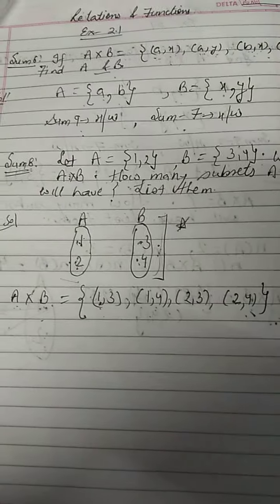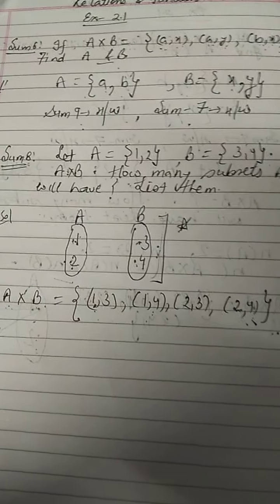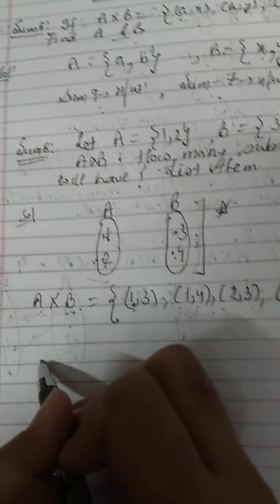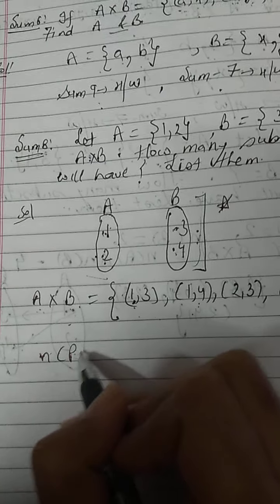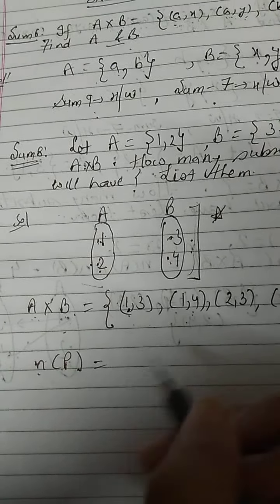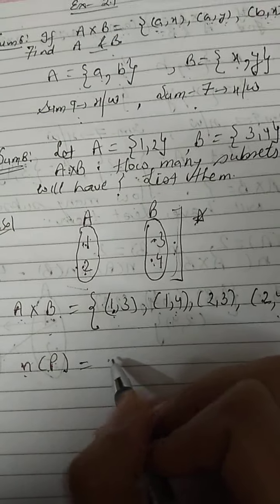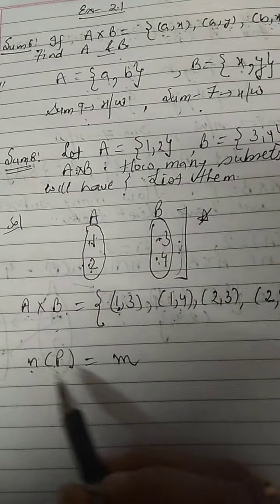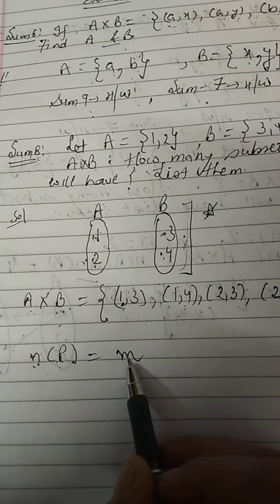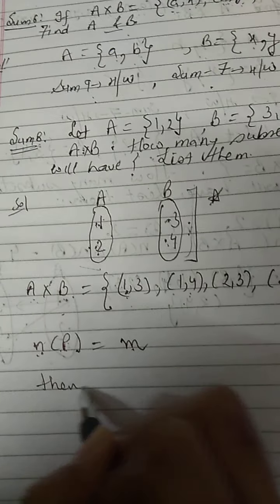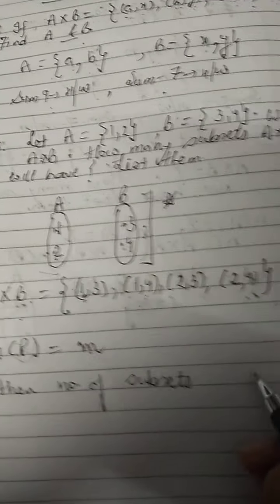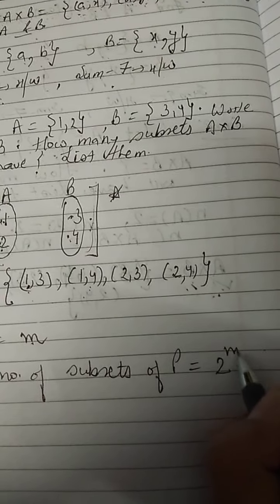What is the second part of this statement? How many subsets? Now let me take you to the concept of sets. If you remember, if there is a set P and set P has, let us say, m elements, that means the number of elements in set P is m. Then how many subsets can P have? What is the formula? The formula is 2 raised to power m.